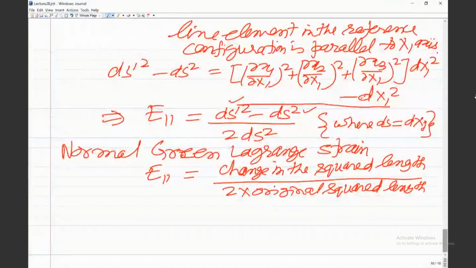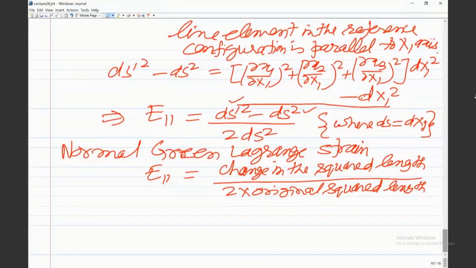I am not discussing the interpretation of the shear strain component, but it is a similar kind of thing. You take line elements parallel to the x1 and x2 axes and then look at the change in angle. So it would be the cosine of the change in the angle, cosine or sine, I don't remember exactly, but it would be in terms of that. Similarly, you can interpret it.